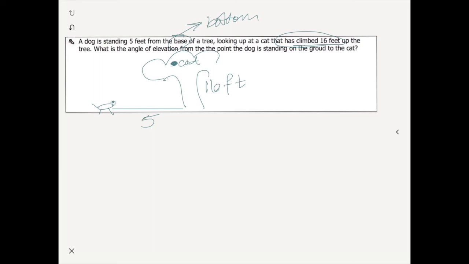The question is asking us, what is the angle of elevation from the point the dog is standing on the ground to the cat? So in the previous questions, we were given the angle of elevation, but this time they are asking us, what is the angle of elevation? So this is actually my x. And remember, in the trig review video, we talked about how you use regular trig when you are trying to solve for a missing side outside of the triangle, but this time you are trying to find a missing angle inside the triangle, so you should be using inverse trig. Whenever you're trying to find an angle, you're using inverse trig.